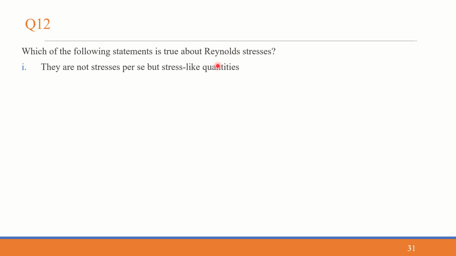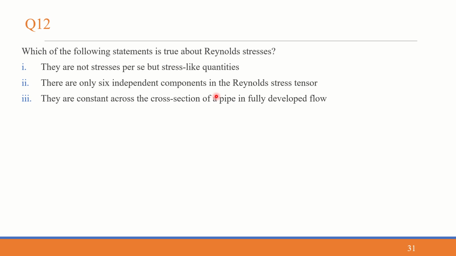In question 12, we will have a problem from yesterday's class with the slide extension. Which of the following statements is true about Reynolds stresses? First one, they are not stresses per se but stress-like quantities. Second one, there are only 6 independent components in the Reynolds stress tensor. Third one, they are constant across the cross section of a pipe in a fully developed flow.